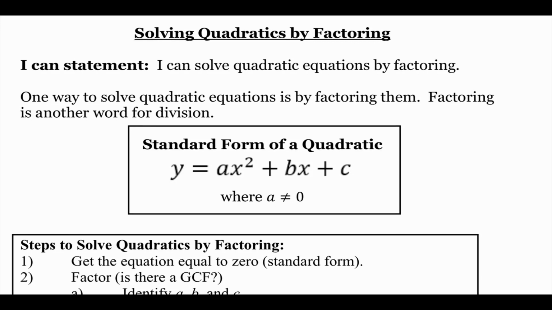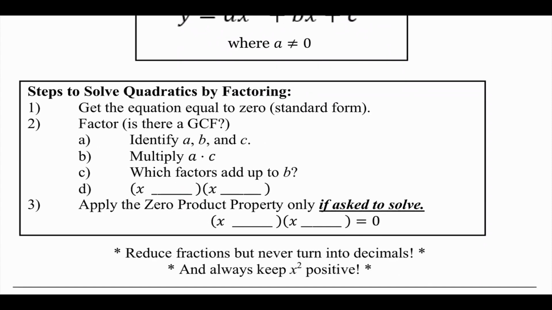We're going to factor everything. Sometimes we'll solve. When do we know when to solve? When it says solve. When it says solve, we're going to use all of these steps, which are on the board as well. Okay? All of these steps when it says solve. When it just says factor, we're not going to use the last step.